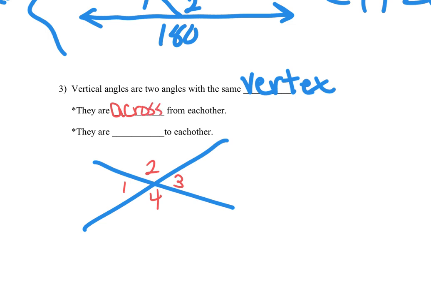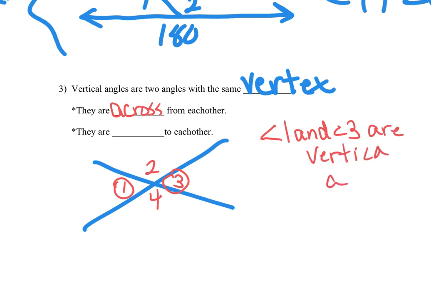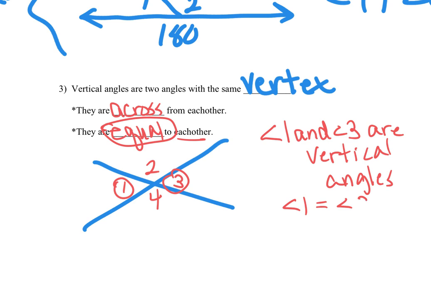Okay, so the fact that they're across from each other means that angle 1 and angle 3, there's my little angle symbol, angle 1 and angle 3 are vertical angles. And the other thing is that they are equal. Vertical angles are always equal to each other. So that means angle 1 equals angle 3.